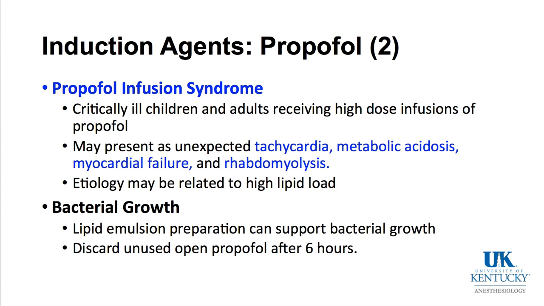The next topic is propofol infusion syndrome. In critically ill children and adults receiving high-dose infusions of propofol, it has been described where a patient develops unexpected tachycardia, acidosis, decreased heart function, and can even have rhabdomyolysis. The explanation that has been given is that it's probably related to the high lipid load of these high-dose infusions of propofol, resulting in mitochondrial dysfunction. Mitochondria in muscles are poisoned in some way. The muscle of the heart doesn't work as well, and you end up with myocardial failure.